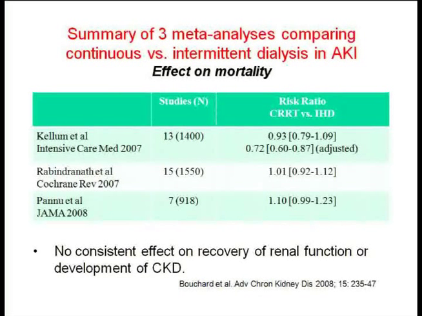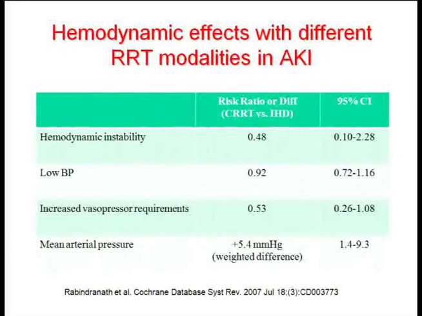Now, what are the effects on mortality? Summary here, 3 meta-analyses. As you can see, probably no difference. The way the data were analyzed, the types of studies included differed a little bit. So some improvement here in one meta-analysis, no improvement in the other 2. This is looking for a favorable effect of continuous modality. So I think the main message is that there's no difference in outcomes from a standpoint of mortality if patients are treated with a continuous versus an intermittent modality. How about the effects on hemodynamics, which is important to all of us?